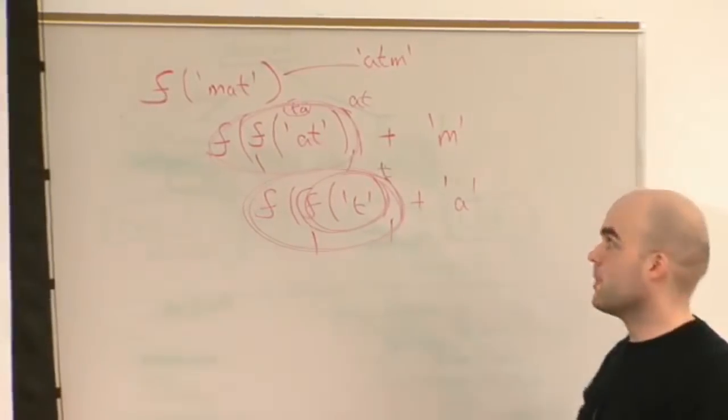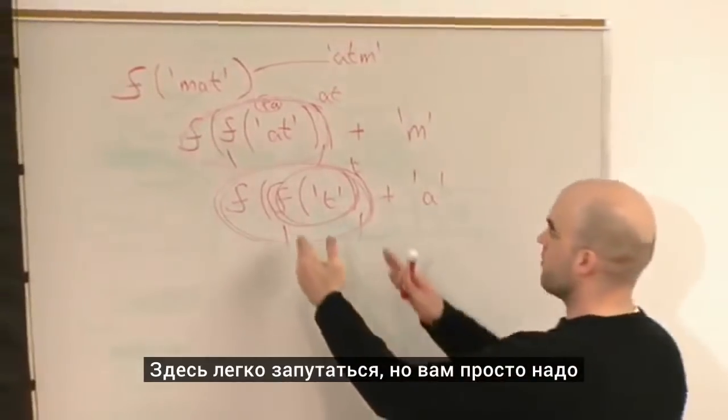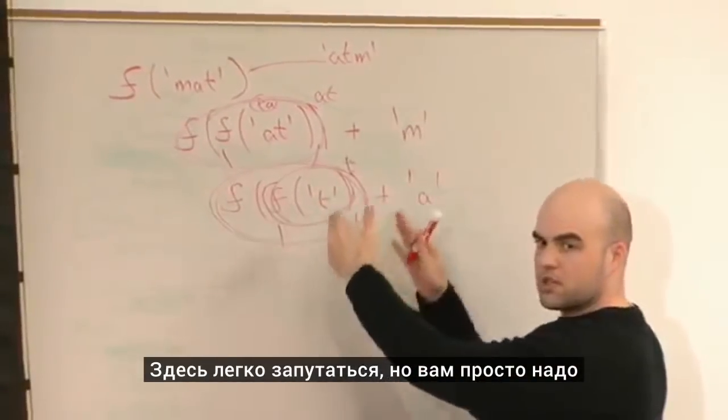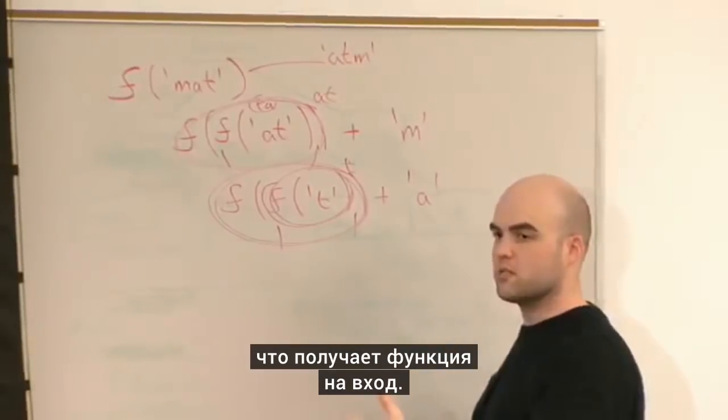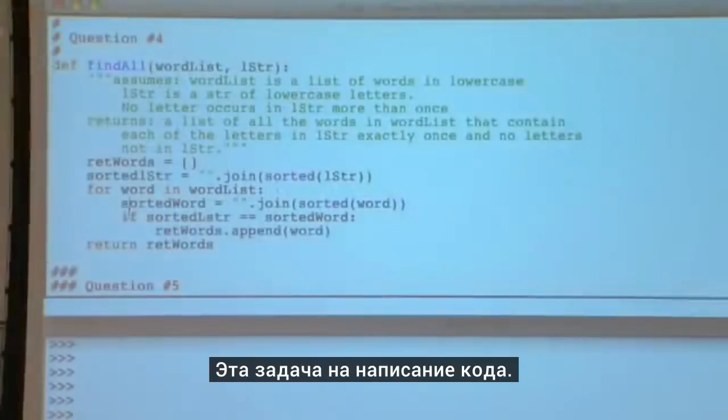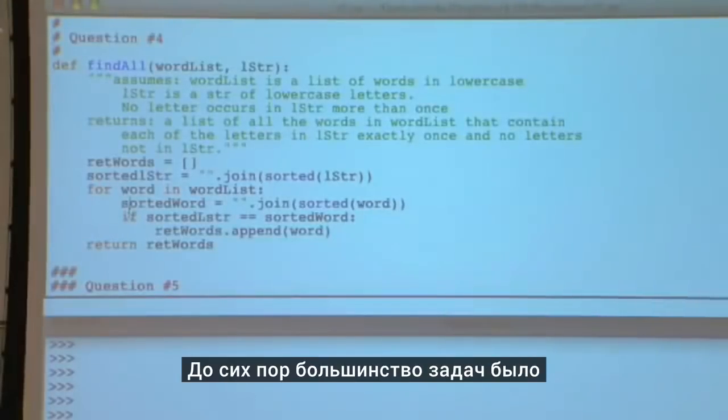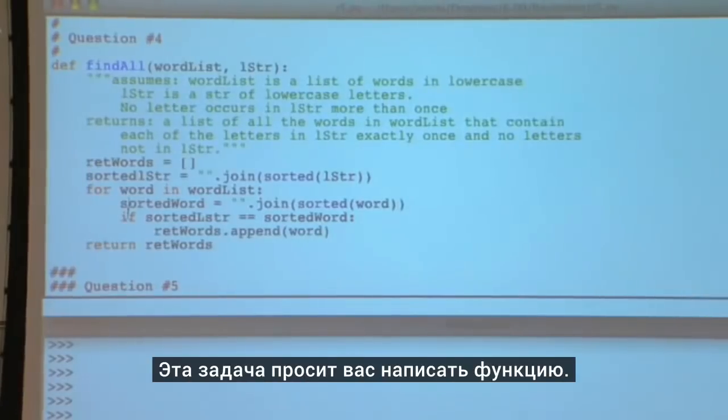So it's tricky, but you've just got to step through the code and step through the functions and look at what at each step the function is getting as input. This was the coding question, right? Most of the questions up until now have been, can you read code and understand what it's doing? This one asked you to actually implement a function.